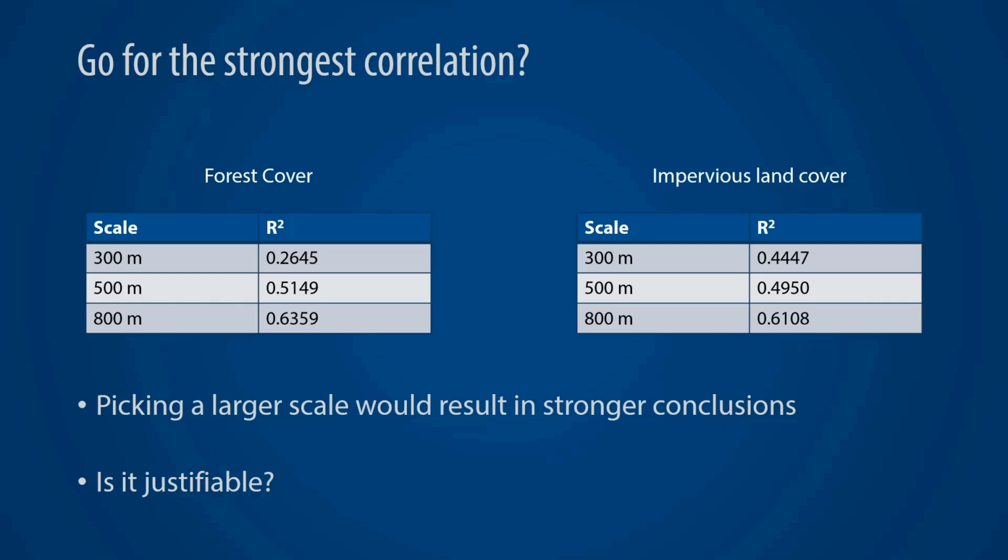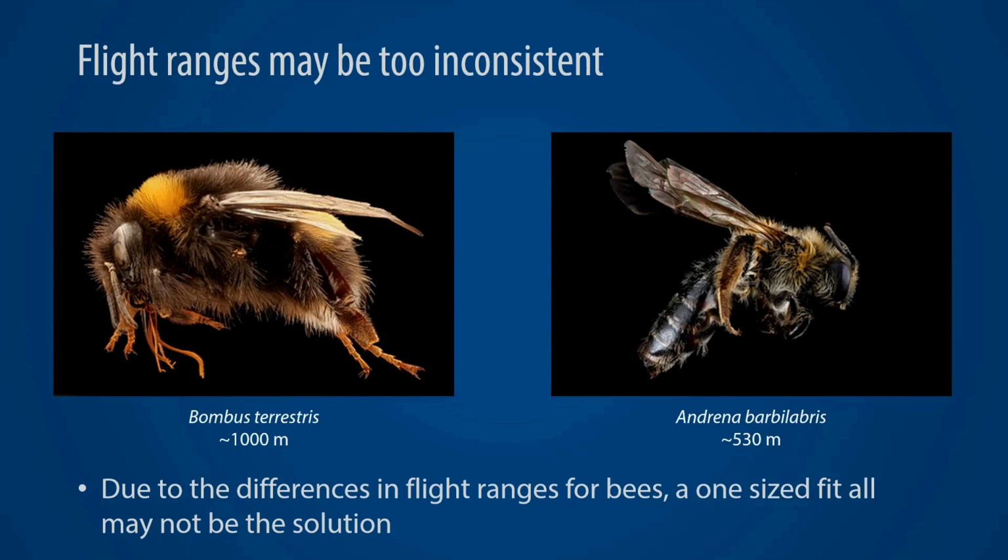which may address conflicting results among papers testing similar things. For example, some studies will say that impervious land cover negatively affects bees, while some say there is no relationship between the two. But that's for multiple scales. Now, how do studies that pick a single scale justify it? Well, studies that use a single scale will generally pick it based off the flight range for bees.